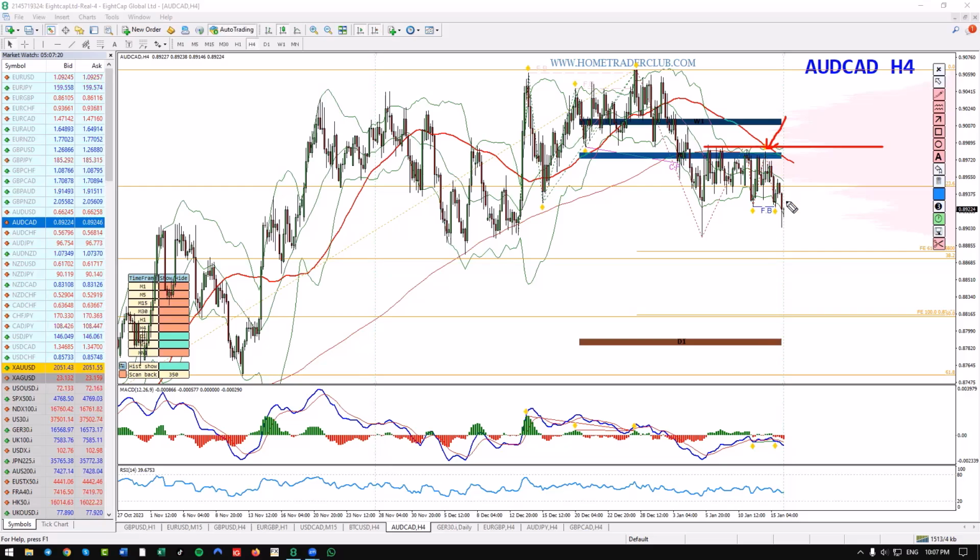As long as it holds below this area, any pullback here is a good sign for further continuation. That's pretty much it. Straightforward, not much else to say.